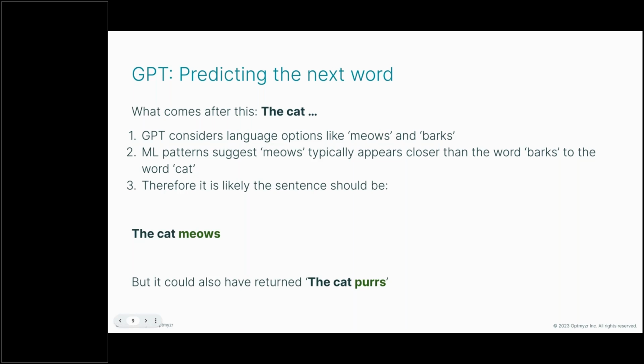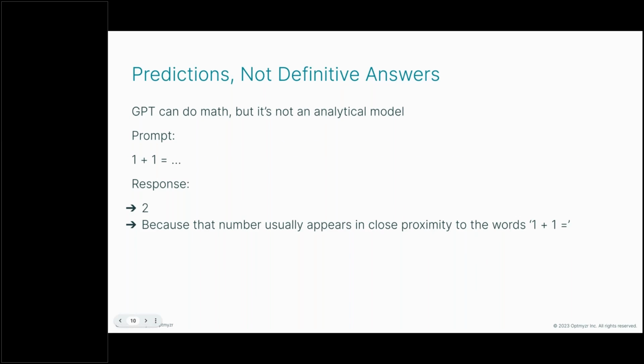But it could also have come back with "the cat purrs" as opposed to "the cat meows." So it's really just about predicting the next word. And there's no really right or wrong answer, right? Meows or purrs are both equally probable. Now, why is it then that GPT in some cases actually can do math for you?